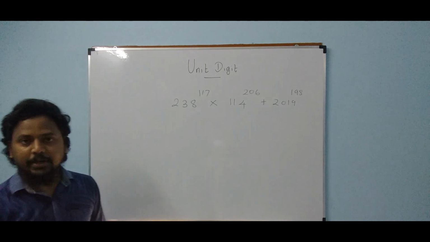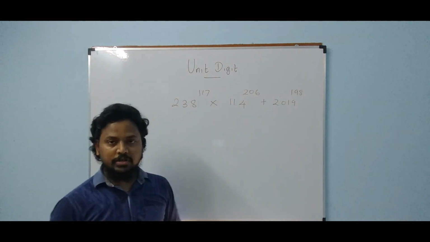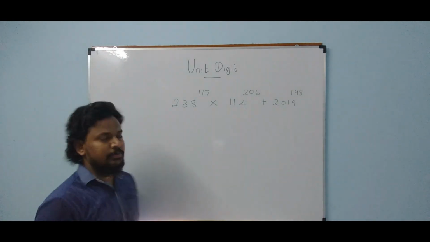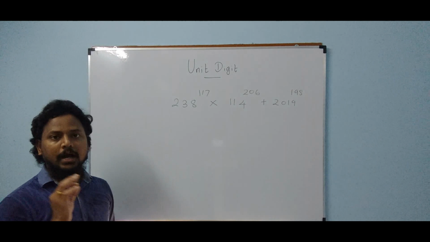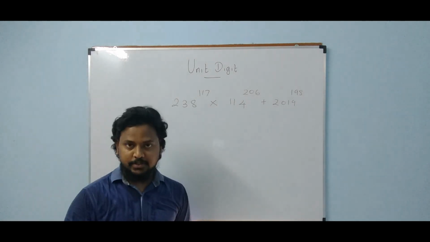You can see a problem here. 238 to the power 117, times 114 to the power 206, plus 2019 to the power 198. These are the problems that are nowadays very frequently available in SSC exams as well as bank exams.